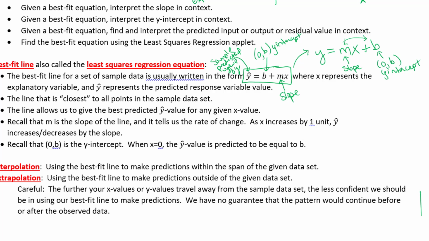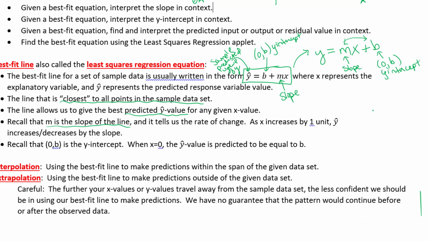This equation gives us the line that is closest to all the points in my sample data set. This line also gives us the best predicted y hat value for any given x value. And as a reminder here, m is the slope of the line, and that tells us the rate of change, and we'll talk about that more in this unit.